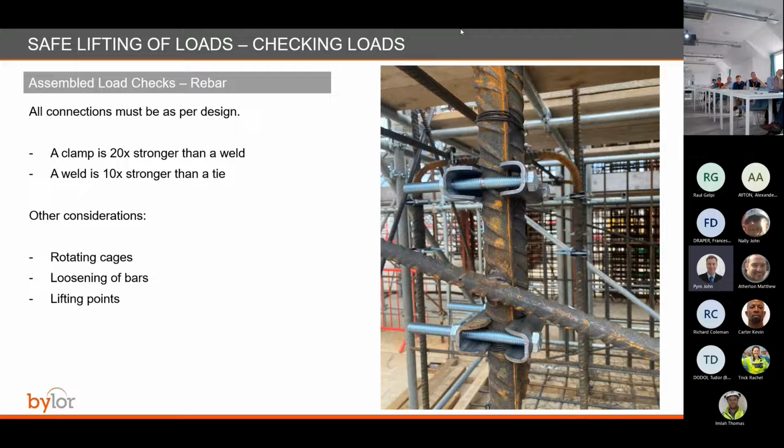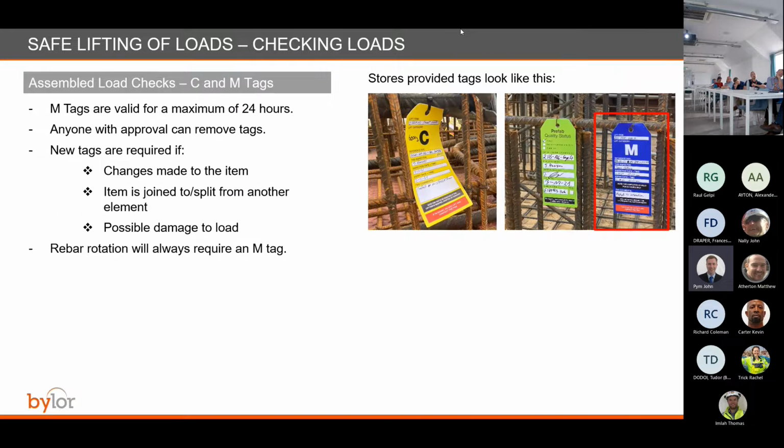When these things are being chosen, again, by the designers, by temporary works teams, things like rotating of cages and where the lifting points are, these are all things that have to be considered to make sure they go in the right place and the right numbers are used. It's not just made up on the spot. We have to consider the bending and turning in transit.